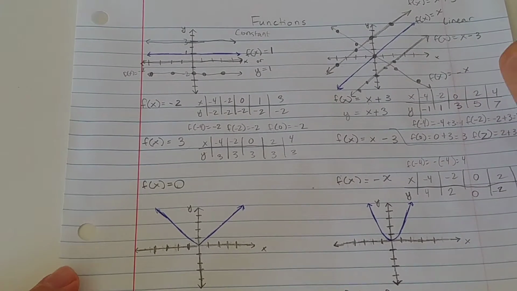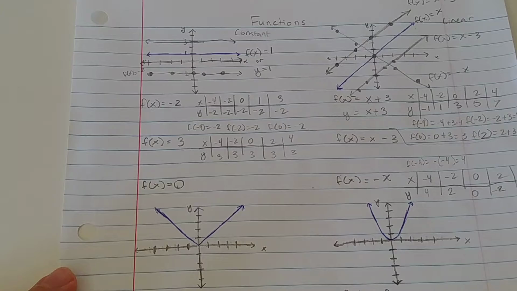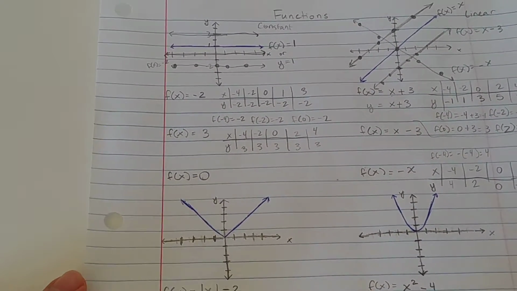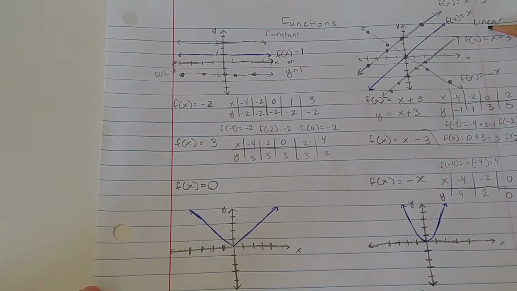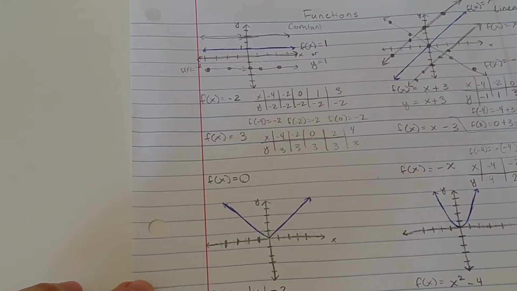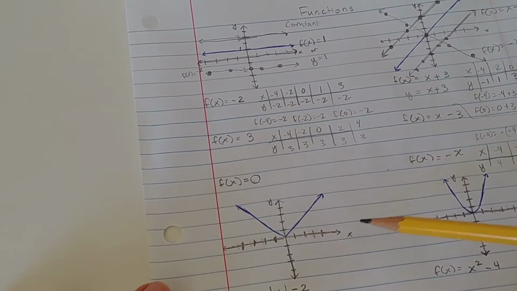Okay. So that is that. Now, you're probably wondering about constant and linear. Constant is a horizontal line, linear, a diagonal line.